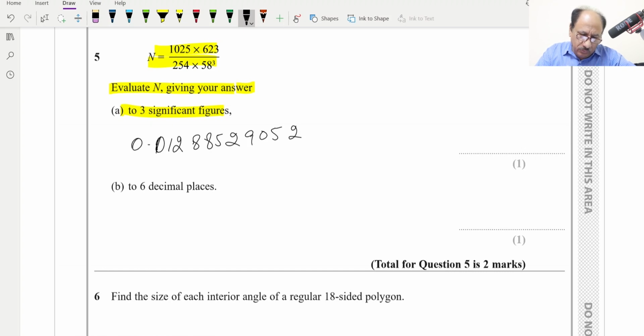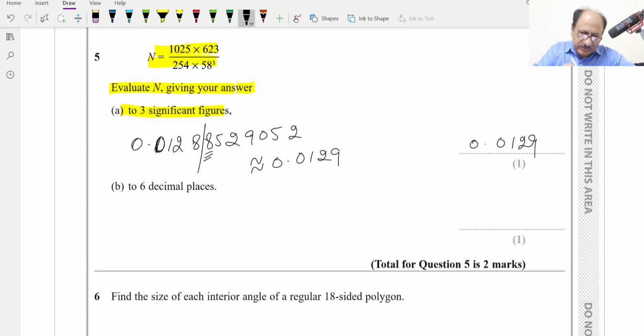And we know this leading 0 is non-significant, so we have to remove it from here, and we will check the next number, which is 8. So we will be increasing by 1, and we can provide the answer as approximately equal to 0.0129. So 0.0129 will be our answer.